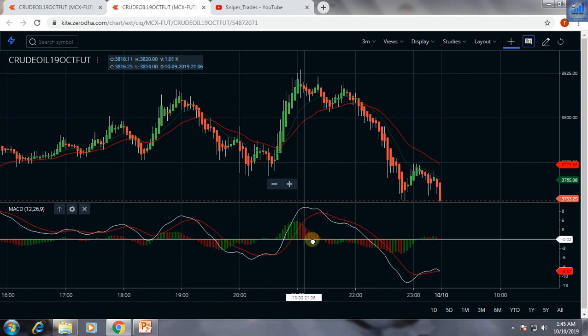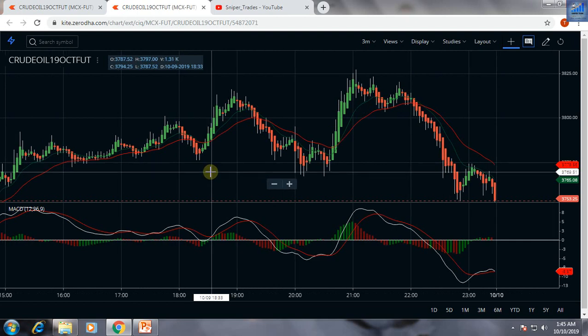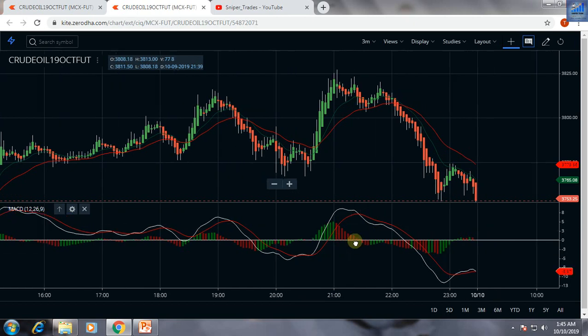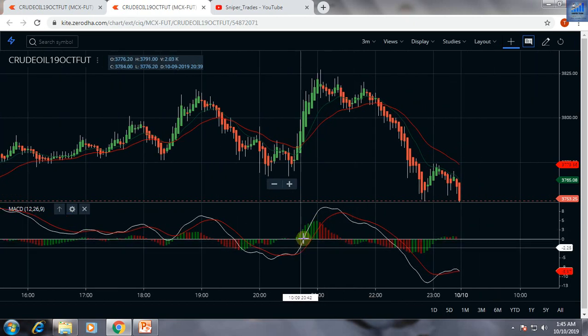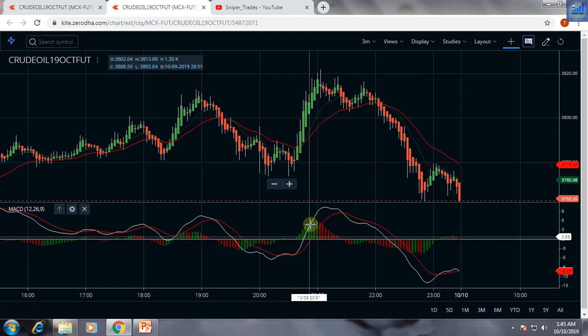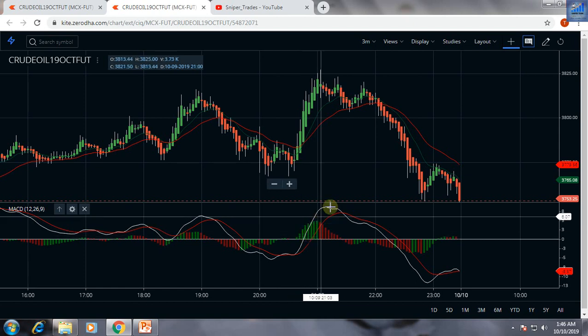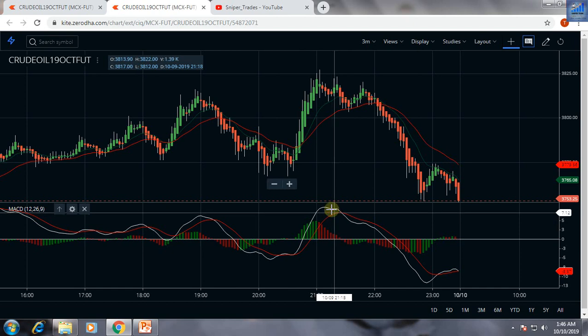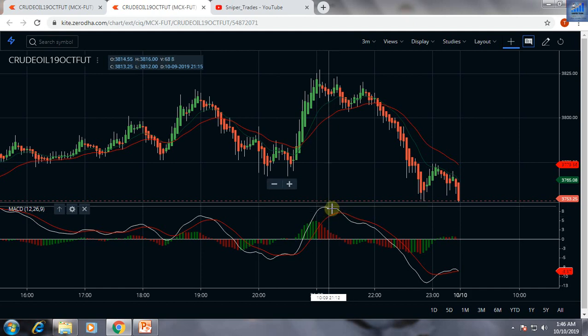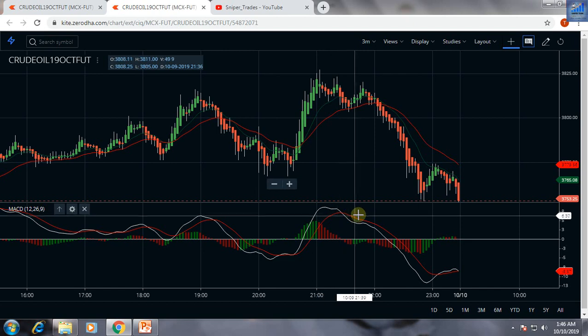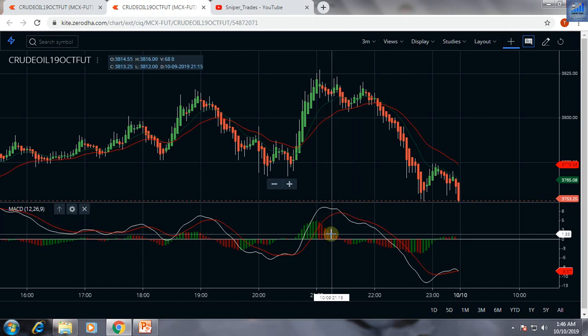Also, this indicator got its name, moving average convergence divergence, because divergence means that if this white line is moving away from the signal line, the MACD line is diverging away from the signal line. And if the MACD line is coming closer to the signal line, as we can see here, it means that the MACD line is converging to the signal line, and we can see the histogram getting smaller and smaller.